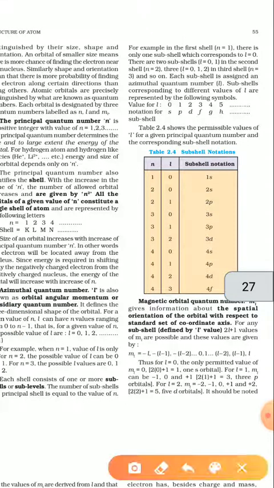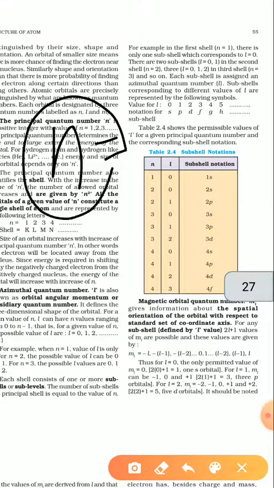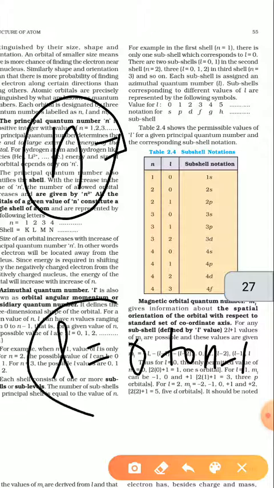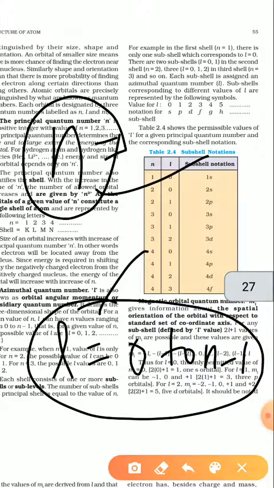The value of n is the principal quantum number. It tells the size and energy of the shell. The azimuthal quantum number tells about the shape of the orbital as well as the number of subshells a shell might have. It is always calculated from 0 to n minus 1. So we understood both these concepts about the principal quantum number and the azimuthal quantum number.